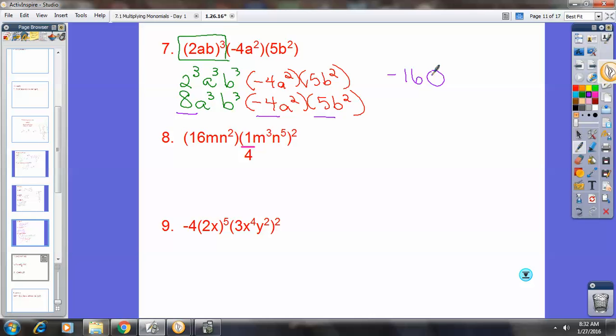We can multiply our variables. That means we'll add the exponents. So a cubed times a squared is a to the 5th power. We multiply coefficients, but we add the exponents. b cubed times b squared is b to the 5th power. We add those exponents. So -160, a to the 5th power, b to the 5th power.